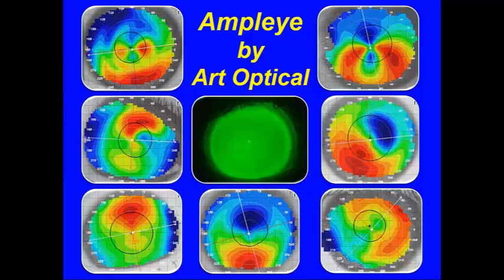Great. I'm going to go one more question here, and then we'll summarize real quickly. What's the thickness of the Ampleye trial lenses? The thickness is 300 microns. Yeah, 0.30. That's correct. Okay, wonderful.